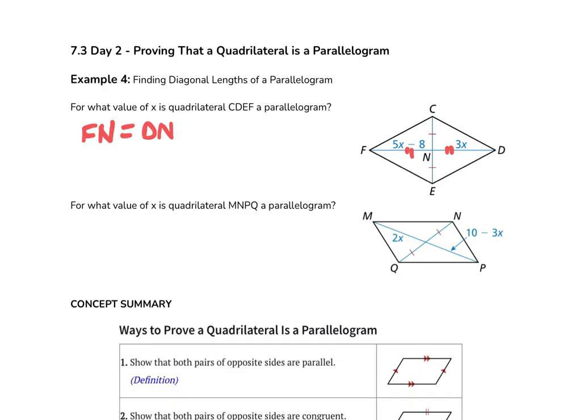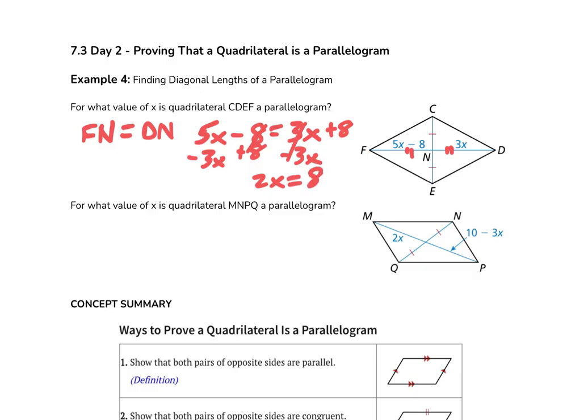And so once again, it's just a matter of setting up the equation here. 5x minus 8 equals 3x. I'm going to subtract 3x. I do it this way just to kind of get rid of the negatives. I get 2x equals 8, and I get x equals 4. If x equals 4, those two would be bisected.